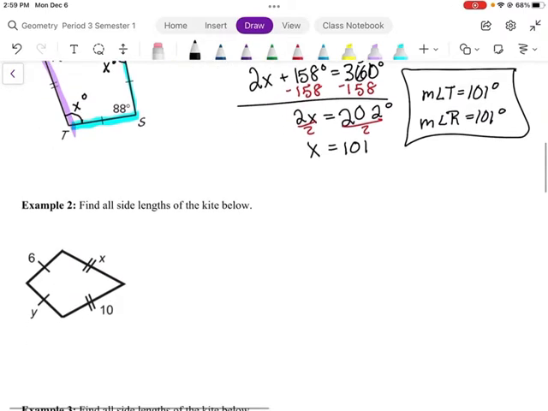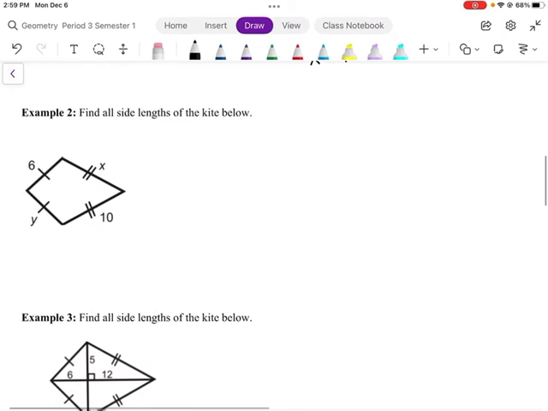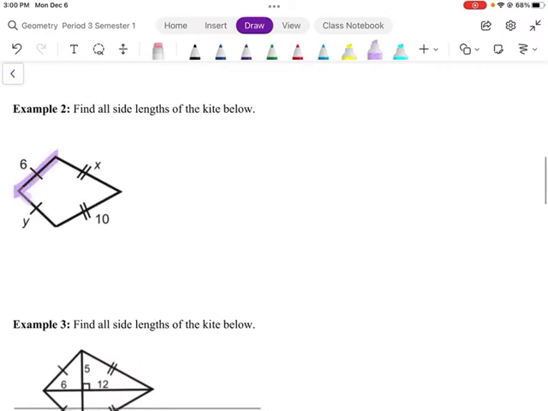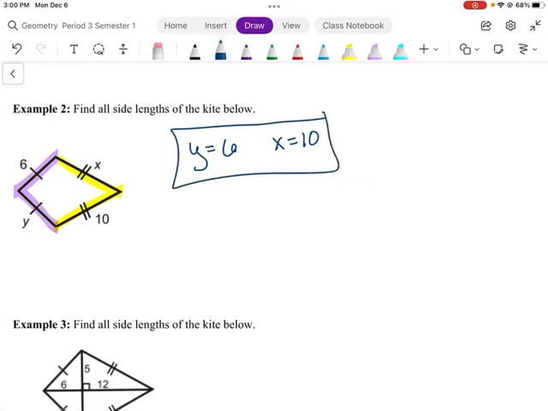Okay. Our next example, they want us to find all side lengths of the kite below. So again, we know the consecutive sides are congruent to each other. So we already have enough information to identify what each of these equals. We know y is equal to 6 and x is equal to 10. So that one didn't require much work.